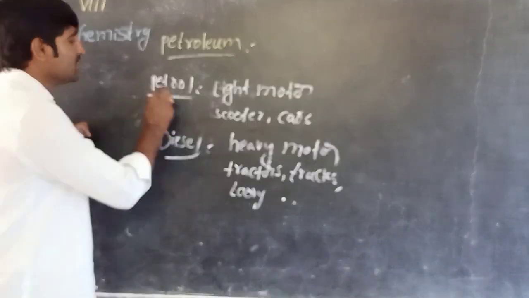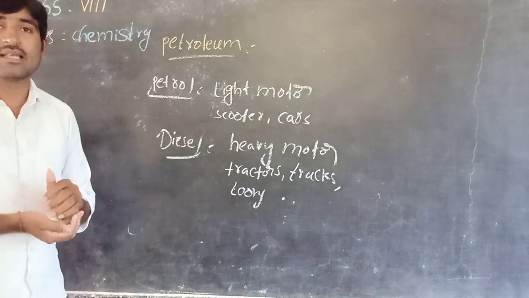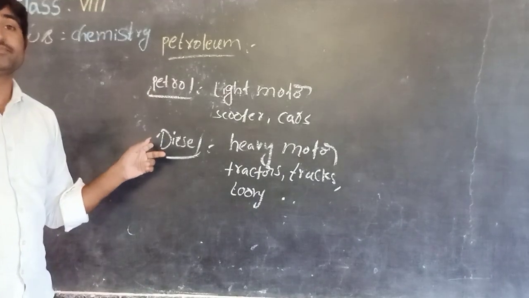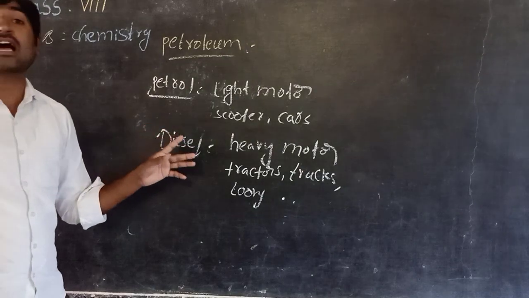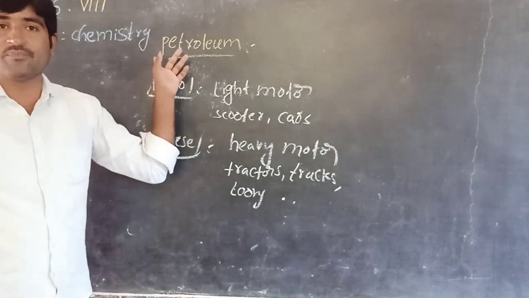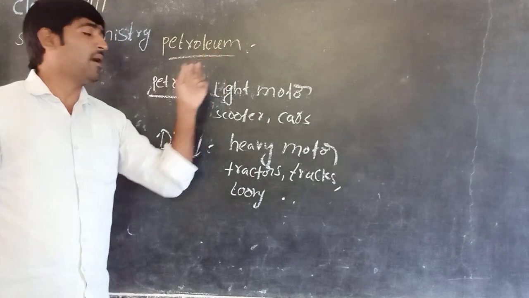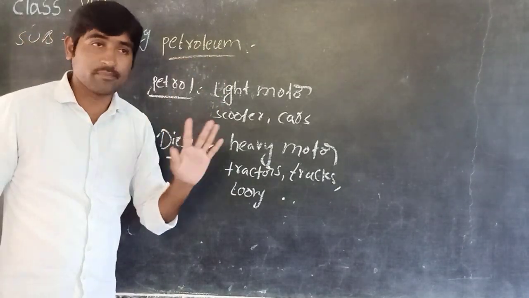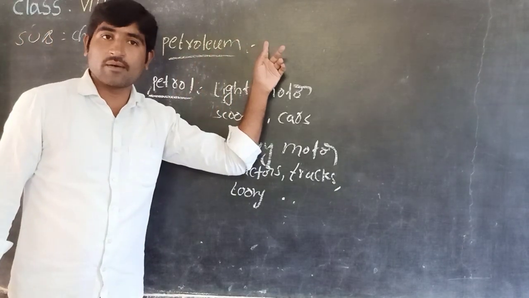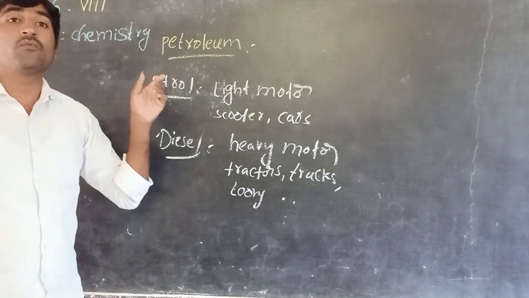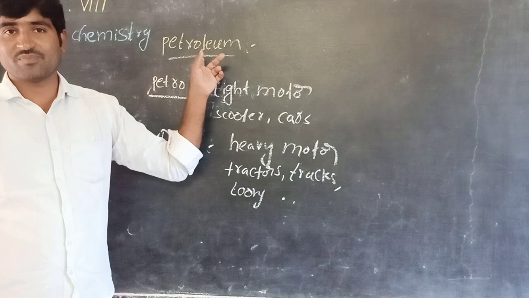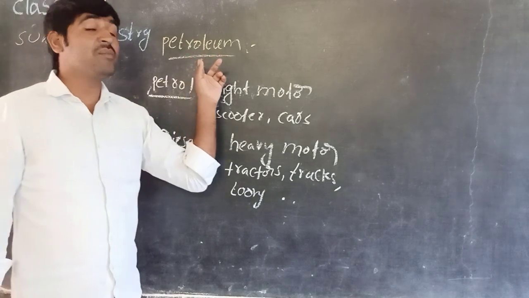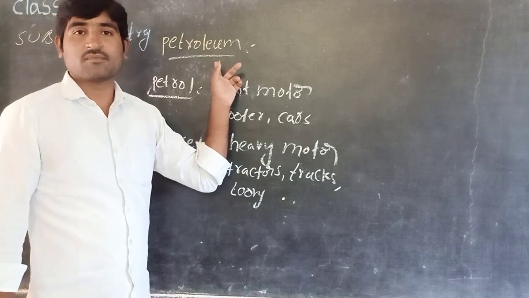Then how are we getting this petrol and diesel? From where are we getting them? Petrol and diesel are obtained from the raw material petroleum. Understood, children? Petroleum and petrol are not the same. Petroleum is a raw material and petrol is a fuel, meaning it is a product we are getting from the petroleum. Understood, children? Petroleum is a raw material.